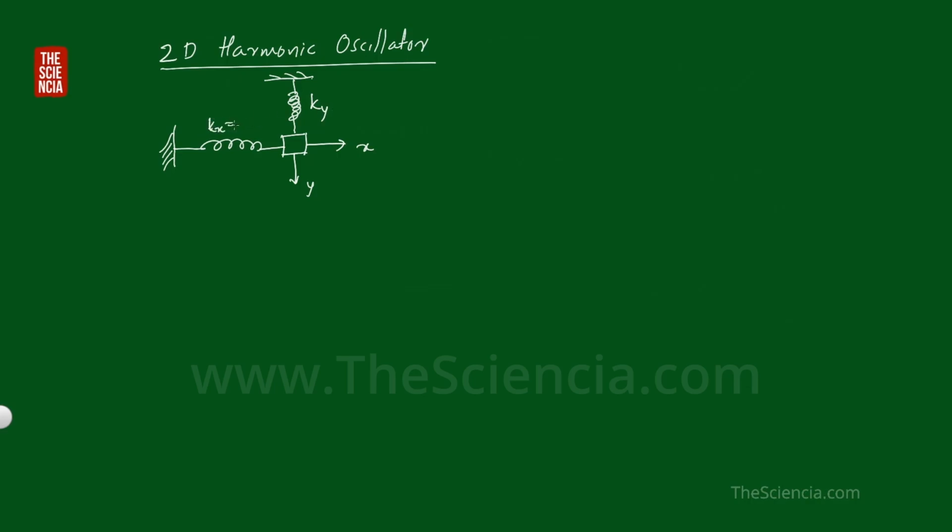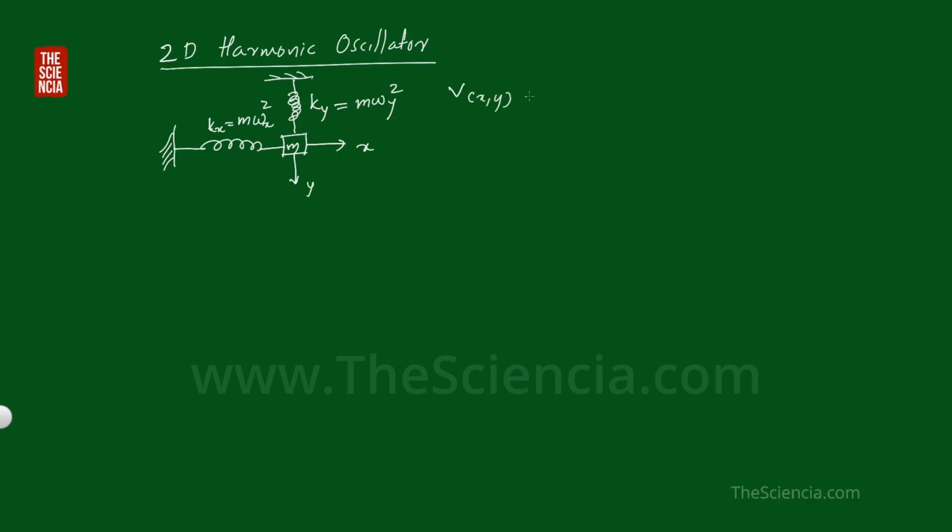And what is this kx? kx is m omega x square, where omega x is the angular frequency in the x direction, and ky is equal to m omega y square, where omega y is the angular frequency in the y direction. Now we can find out the potential.